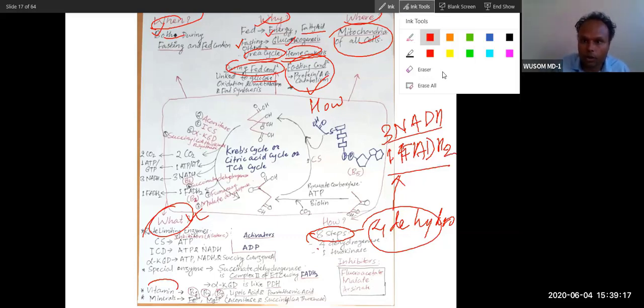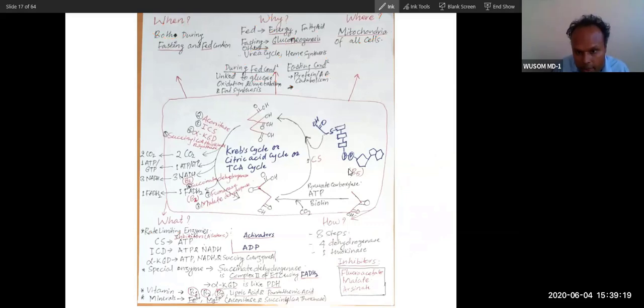Now, this is actually acetyl coenzyme A. This is vitamin B5. I told you acetyl coenzyme A is a very big molecule. That is why this coenzyme cannot cross the mitochondrial membrane. And you can easily understand this citrate. So this is a cycle.